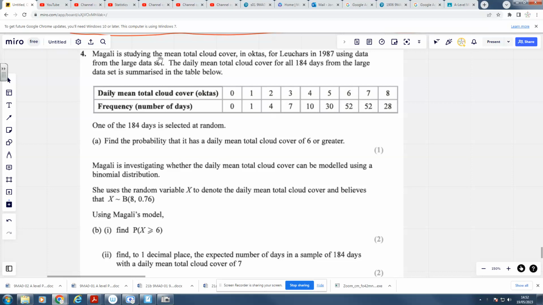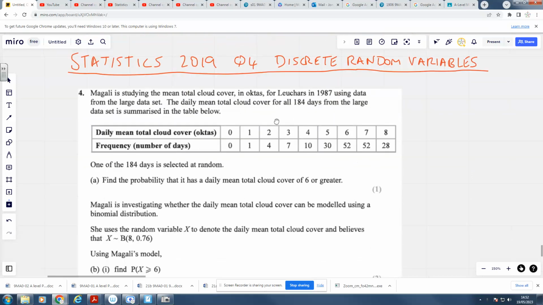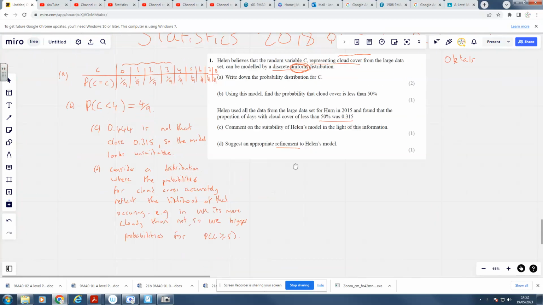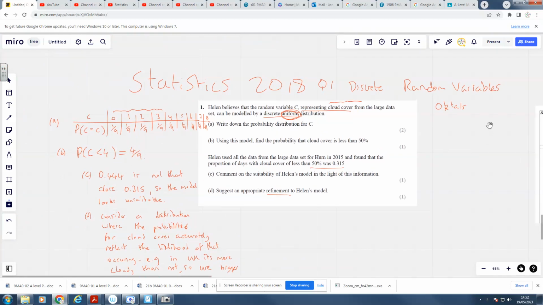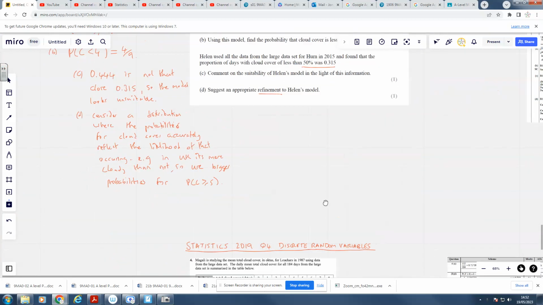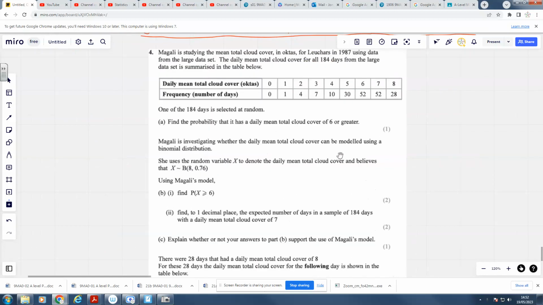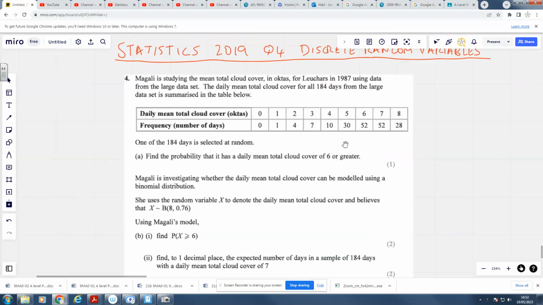But anyway, Magali is studying the mean total cloud cover in octas. I think I called them octals before as well. Apologies for that, I was clearly wrong. I was calling them octals. It's octas. So there we go. That shows my knowledge of the large data set is lacking.